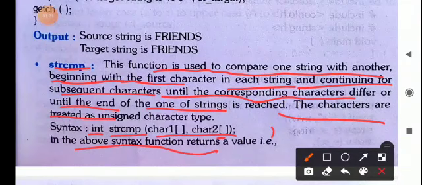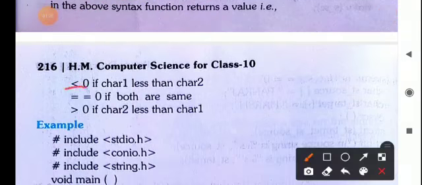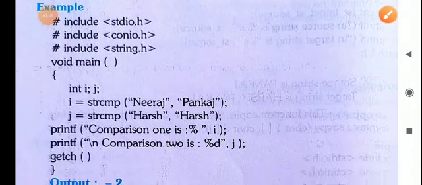Now in the above syntax, the function will return some value. What values will it return? It will return a value less than 0, that is a negative value, if char1 is less than char2. It will return 0 if both are the same, that is equal, and none of the letters differ from each other. And it will return a positive value, greater than 0, if char2 is less than char1. Now let's see the same with an example.